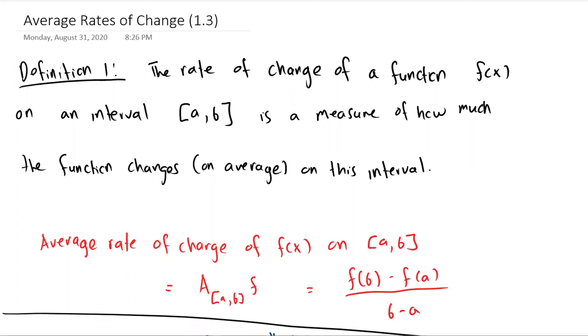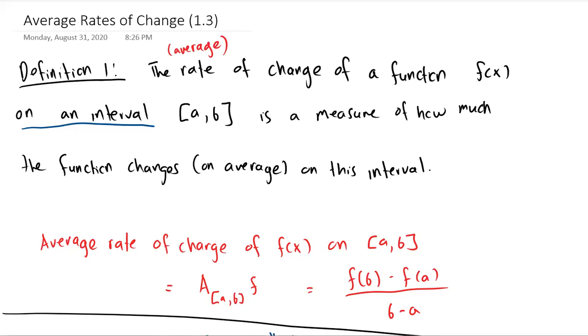The rate of change of a function f of x on an interval going from a to b, including the endpoints. And that's important. We're only going to be talking about average rates of change on intervals. I mention this because in calculus, you're going to talk about instantaneous rate of change. Instantaneous rate of change happens at a particular input. Average rate of change happens on an interval. So the rate of change of a function, and let me put in average there.